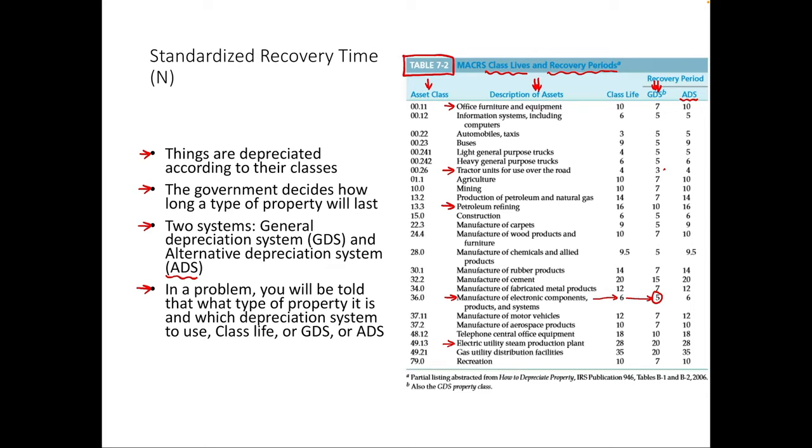And okay, the fourth thing about this table is in the problem, you will be told what type of property it is and which depreciation system to use. So in your homework or in the final, you will be told what type of asset you're looking at, and then what type of system or method you want to use, the GDS or ADS, but here we only require the GDS method.